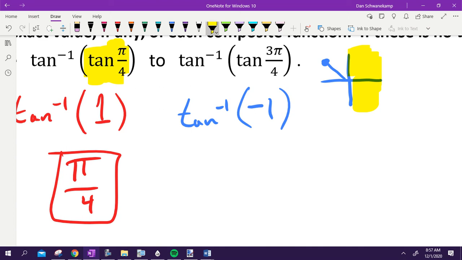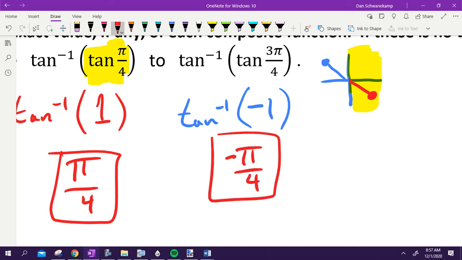So my answer is not going to be 3 pi over 4 because I can't get 3 pi over 4 if I'm doing inverse tangent. That's not where my graph lives. So instead, I got to think, all right, where in these two quadrants is my tangent going to be negative 1? Down here at that spot right there, and that is at negative pi over 4. That gets me negative 1 as well. It's just in the restricted domain, and that's what we had to look at.